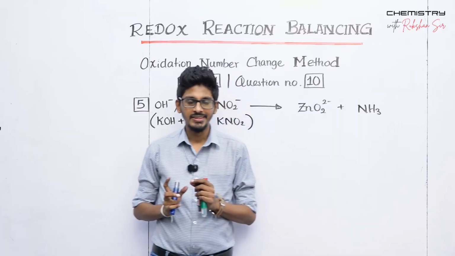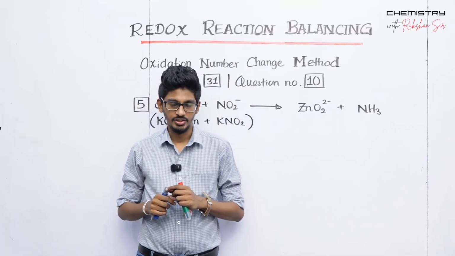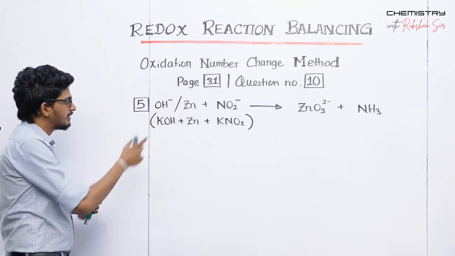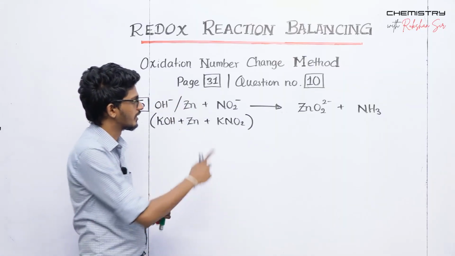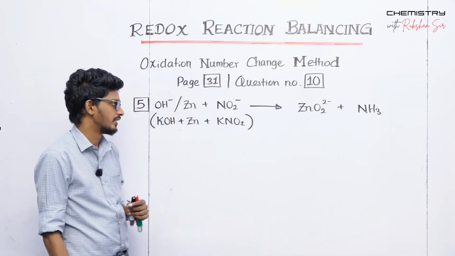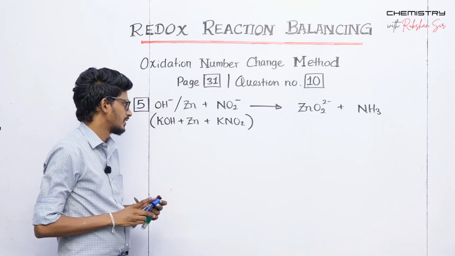Let's try to balance equation 5 appearing in your study questions, right? Equation 5. It is like this. In basic medium, zinc reacts with NO2 minus to produce the zincate ZnO2 2 minus and the ammonia. Let's try to balance this one, right?